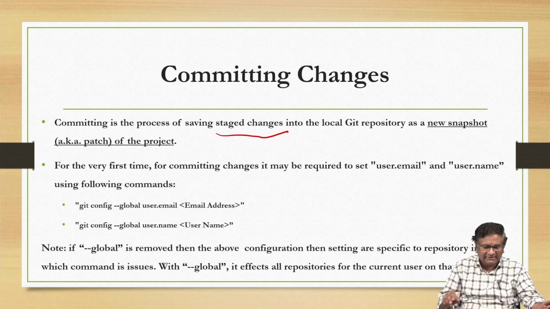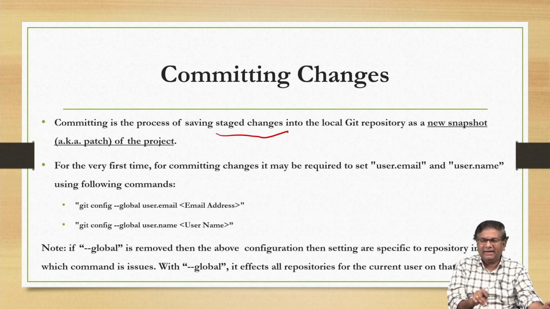Now, committing, how to commit changes? Before committing changes, if this is the first time the directory is made a Git repository, again this is only a one time thing, a first time thing.